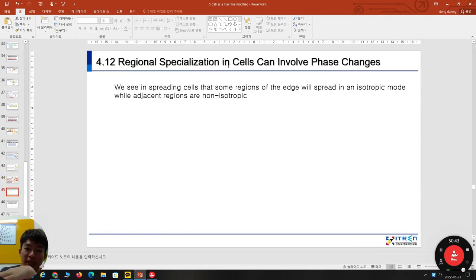The regional specialization in a cell can involve phase change. We see in a spreading cell that some regions of the edge will spread in isotropic mode, while adjacent regions are non-isotropic. So in the first paper, they mentioned that from 100 cells, 20% were isotropic and 80% were non-isotropic. But when you look in detail, depending on the region in a single cell, some spreading areas are non-isotropic and some areas are isotropic. Okay, in the same cell, depending on the region, the spreading phenomenon is different.